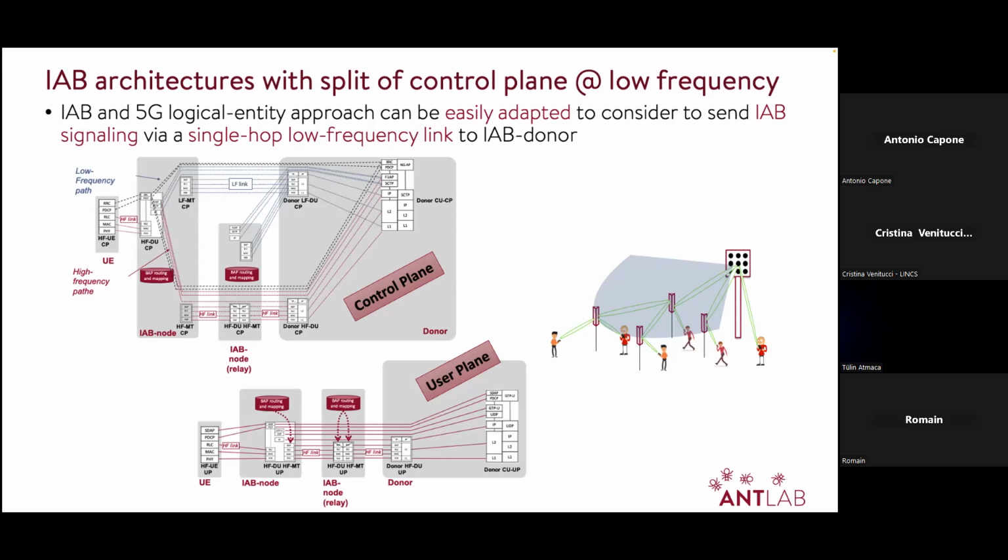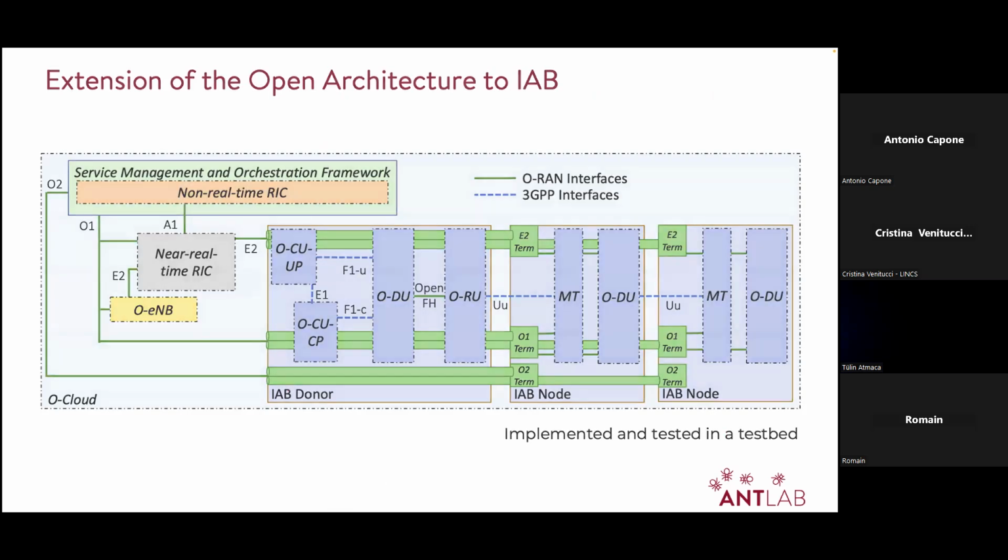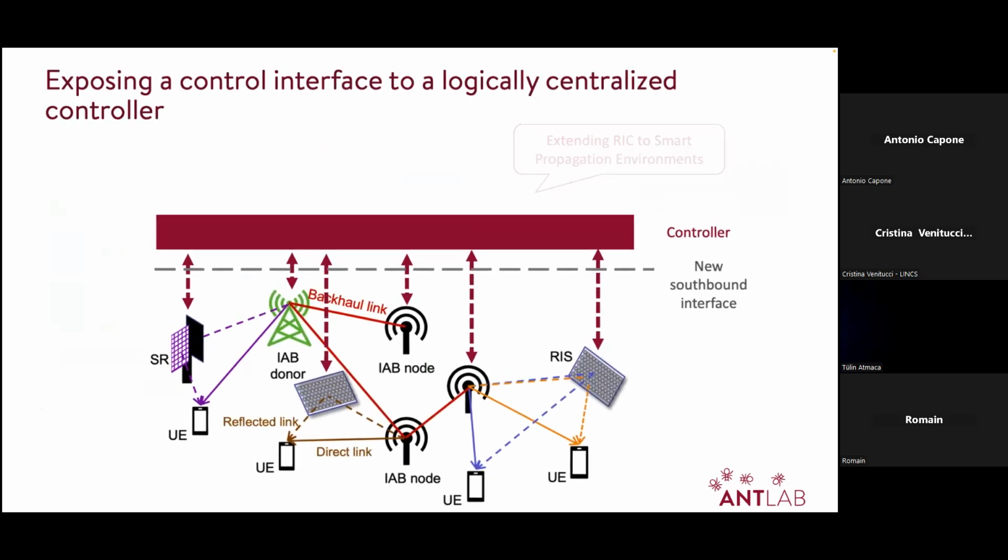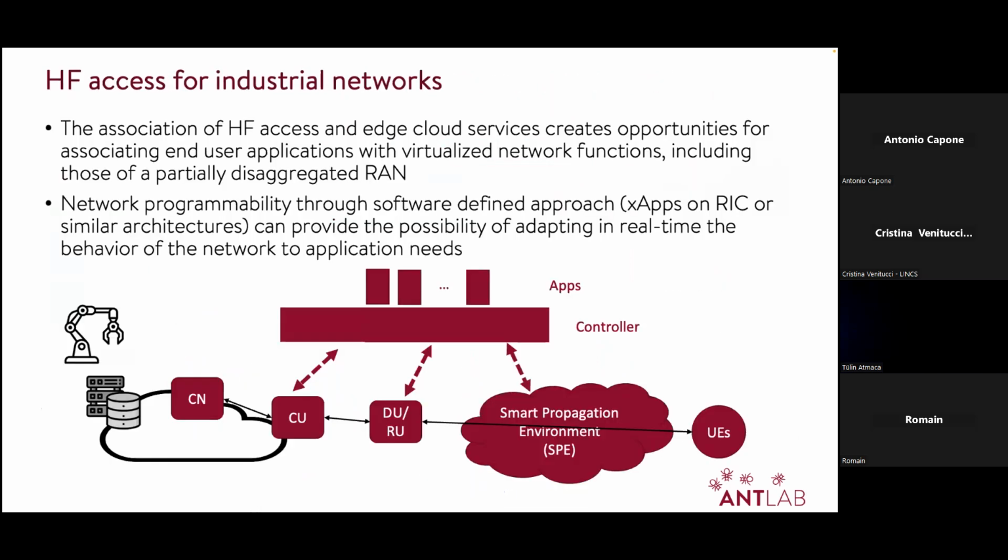And one interesting aspect that we have been working on is the separation of the control plane and user plane, because the control plane can be, for example, on a lower frequency. So if the IB node is working at 26 gigahertz, the control plane can work on a lower sub 6 gigahertz band, which has, of course, much nicer propagation and can connect the controller directly to all the nodes. Yes, that's the concept that I was saying.